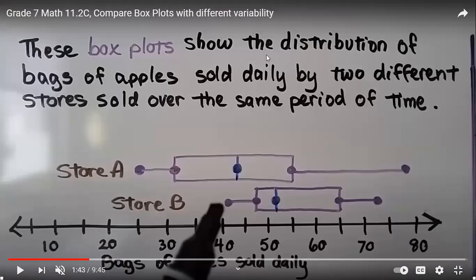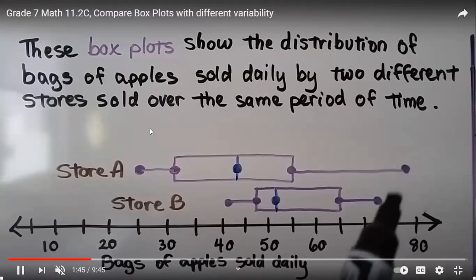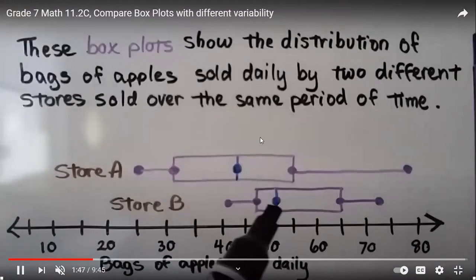So let's take an example. These box plots show the distribution of bags of apples sold daily by two different stores over the same period of time. So here we have two sets of data, right? Those two sets of data represent what?